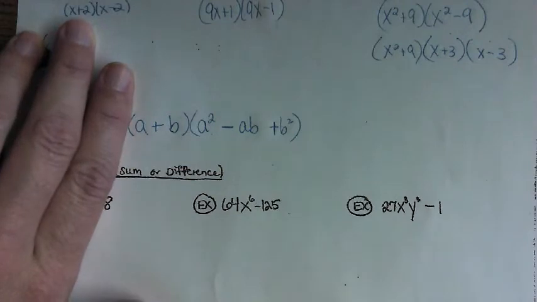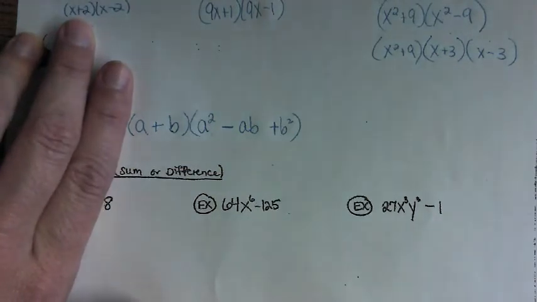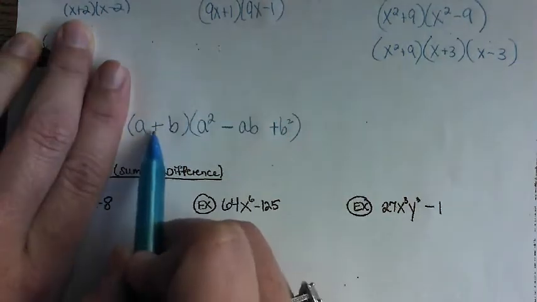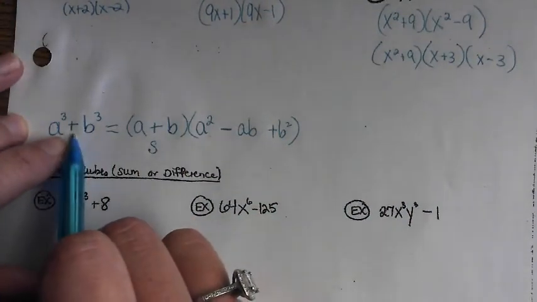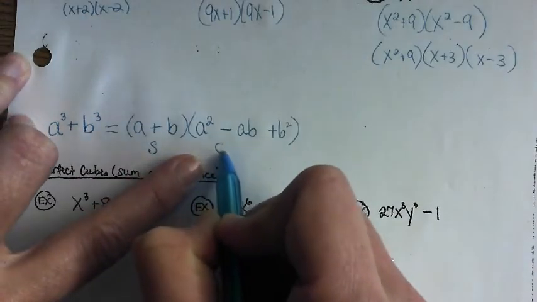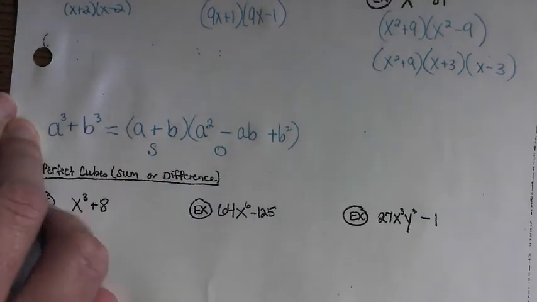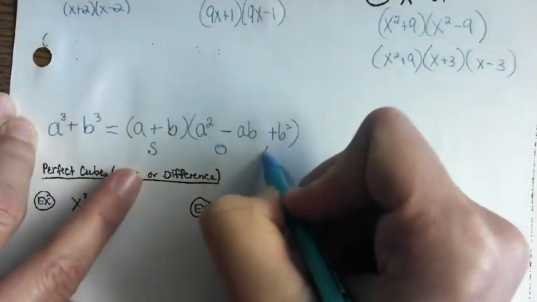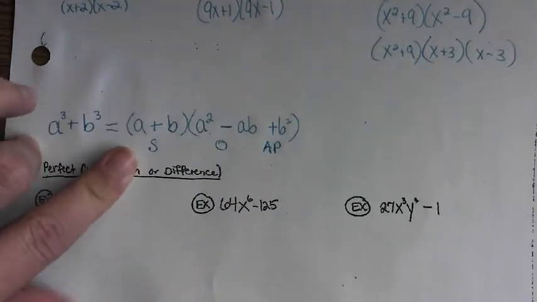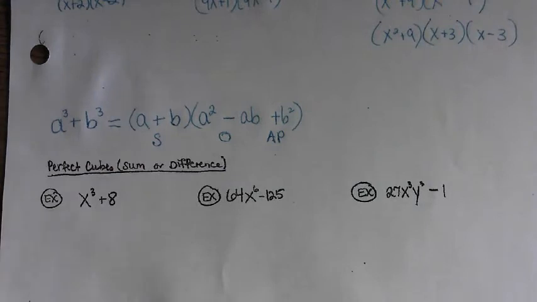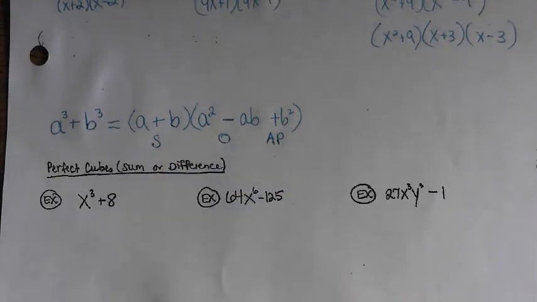I've never used this before, but I think it's worth using now. There's something called SOAP with this that some of the math teachers use. It's an acronym that stands for same, because that sign is always the same as the original. O stands for opposite. That middle sign is always the opposite of the original. And then this one is always positive. So this little acronym of SOAP can help you remember your signs at least. Same, opposite, always positive. If that helps you. Okie doke.